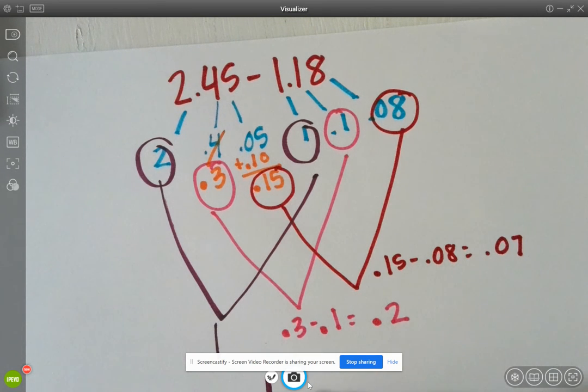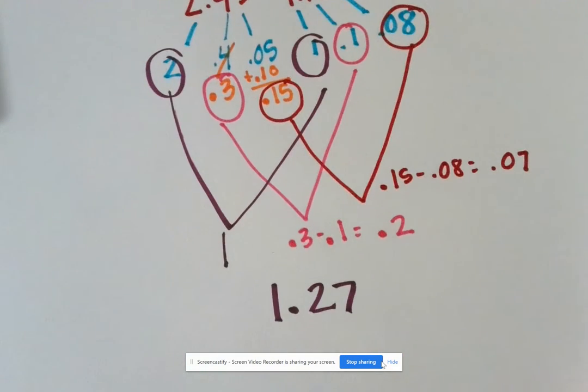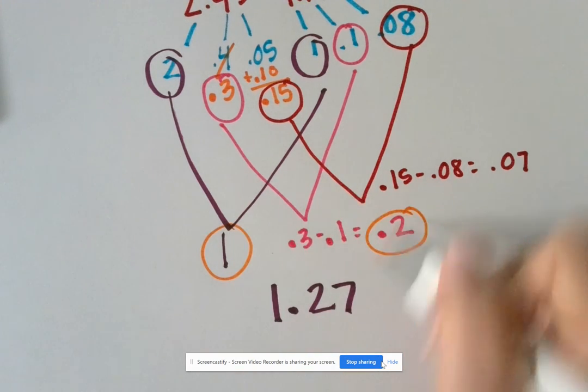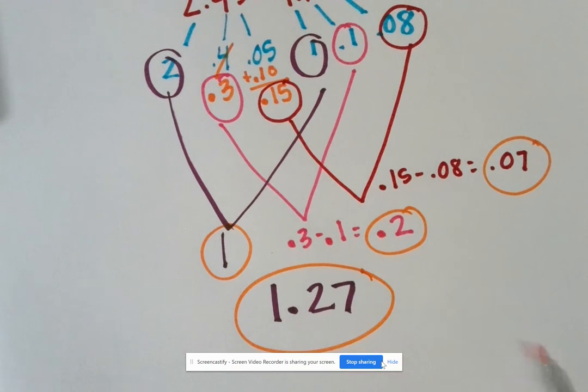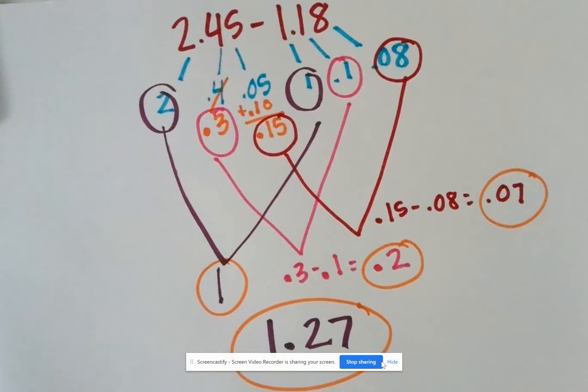And I put them all together. And that should work. So 2 minus 1 whole is 1. And then I take all of these pieces. I did that kind of quick, I apologize. So I have this 1 whole left, this 2 tenths left, this 7 hundredths left, which would get me to 1 and 27 hundredths. So I hope that helps.